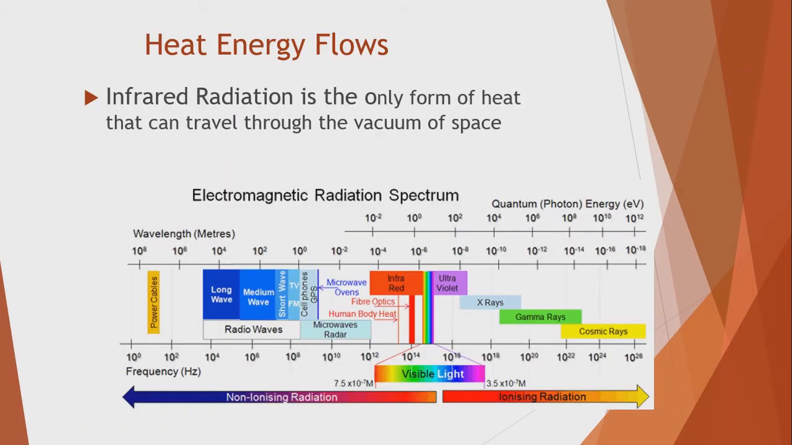All right, our last form of heat energy and how it can move around in the world is called radiation. And this one is probably the hardest one to grasp, and is maybe the least intuitive of the three ways that heat can move around in the world. But infrared radiation is basically a form of heat that can travel through the vacuum of space, and it's a type of what we call electromagnetic radiation.